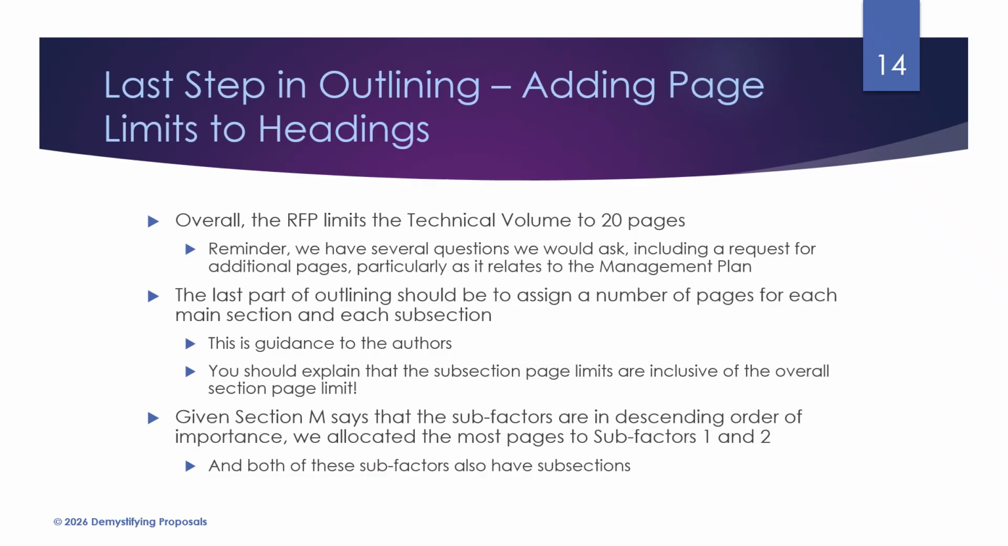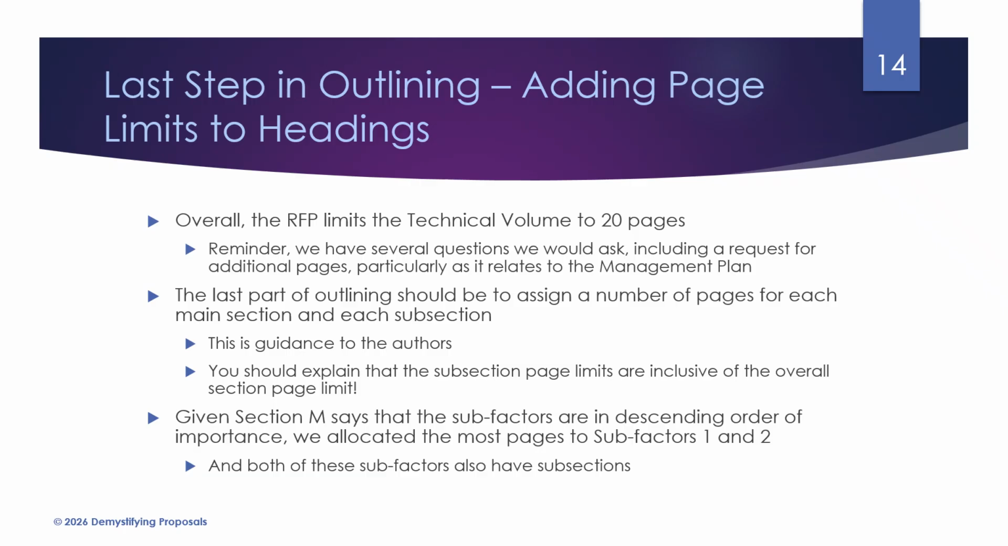And you should explain that the subsection page limits are inclusive of the overall page limit. So if you assign, say, 10 pages to the technical approach, then break down that 10 pages for each of the subsections, but explain that that doesn't mean that you have 10 pages to write an intro and then 2 pages for each of the subsections under it. No, each of those subsections is part of the overall 10 pages. You would think that would be kind of a gotcha for the authors, but I've actually had authors be confused by that. So it's just something that I would explain to them when I give them the outline, explain it in the stand-up or the outline meeting or whenever you present the outline to the authors.